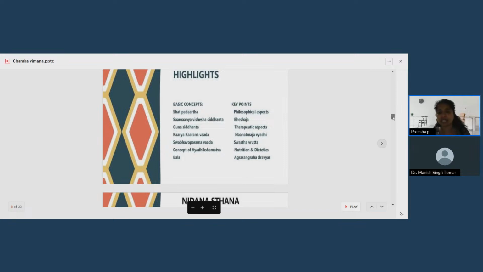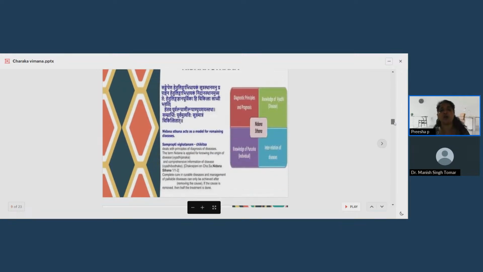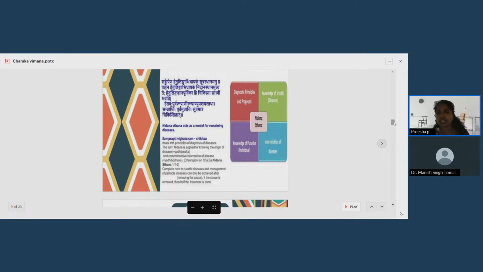Other than the Sutra Sthana, there are the Nidana Sthana chapters, where we know about diagnosis, how the diseases are interrelated, and how the knowledge of the Purusha and the Vyadhis is explained. These are the important areas of the Nidana Sthana. Samprapti, Vigadana and Chikitsa are all mentioned in Charaka Nidana Sthana, and there the curable diseases and their management are discussed.